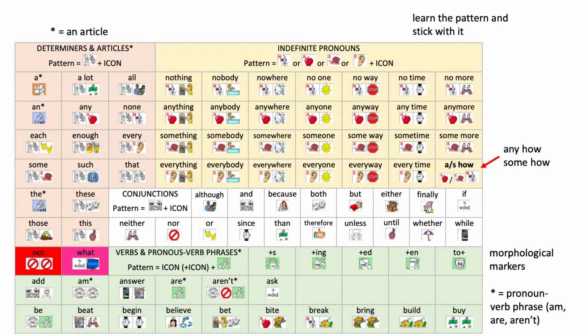So that's perfectly okay. You'll see that I've also at the top of verbs added morphological markers. And any of the verbs that are marked with an asterisk means that that verb is used in a pronoun-verb phrase. But the codes for all those pronoun-verb phrases are not on this wall chart. And up there in determiners and articles, anything there marked with an asterisk is an article.